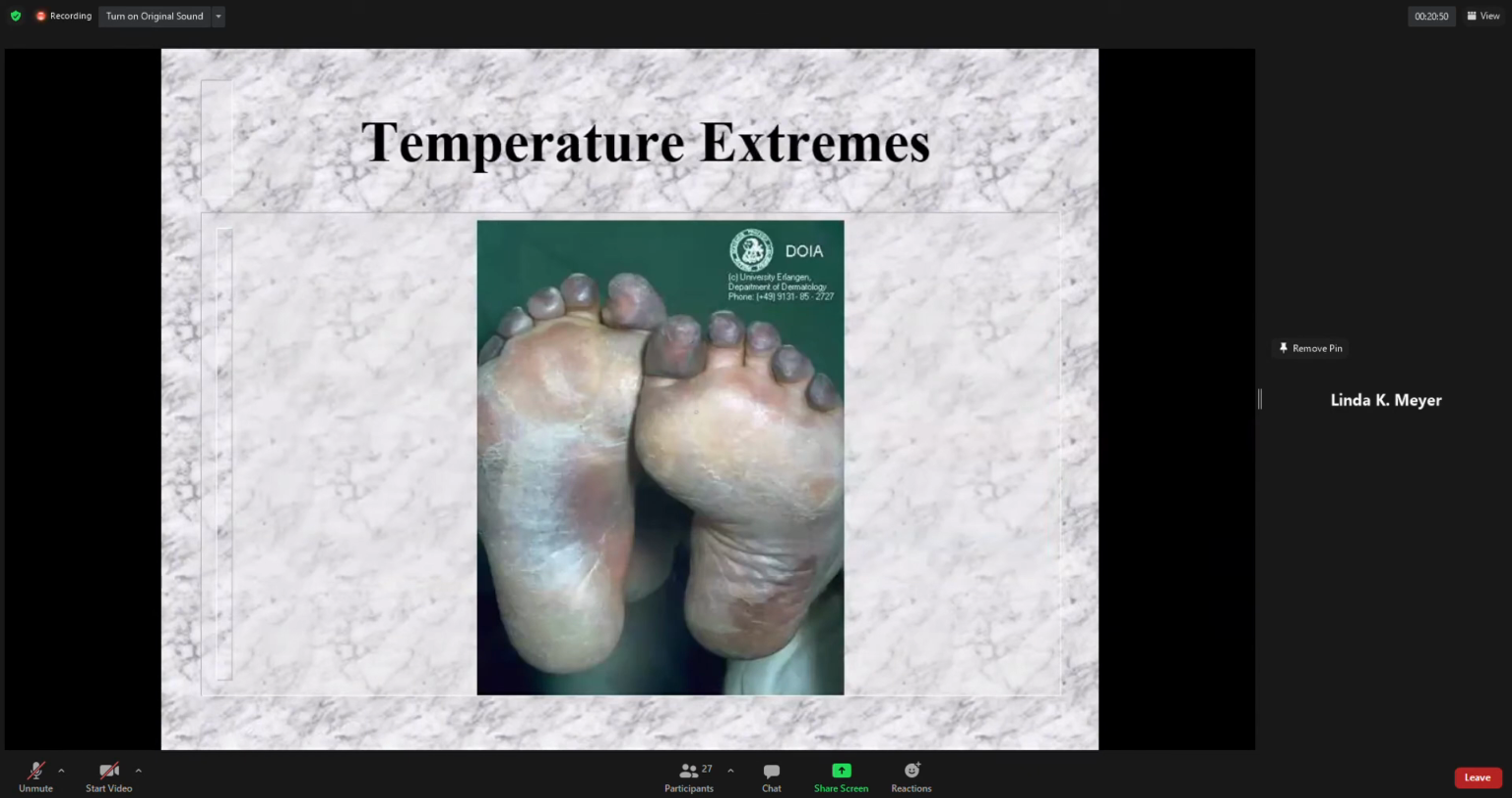This is just a picture of what can happen from extreme cold, frostbite, and again, there wouldn't necessarily be manifestations just in the oral cavity.